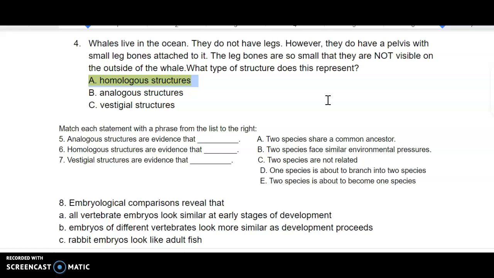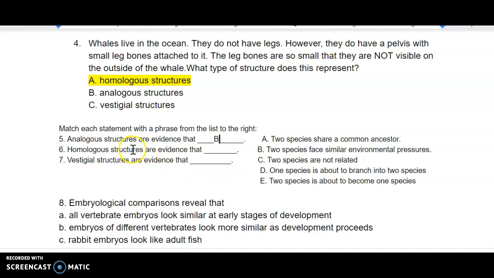Number 5, match each statement with the phrase at the right that best describes it. Analogous structures could indicate that two species face similar environmental pressures. If they are living in water and both need to swim, they would have structures for swimming. They may not be the same, but they would be analogous to each other. So they have similar environmental pressures.